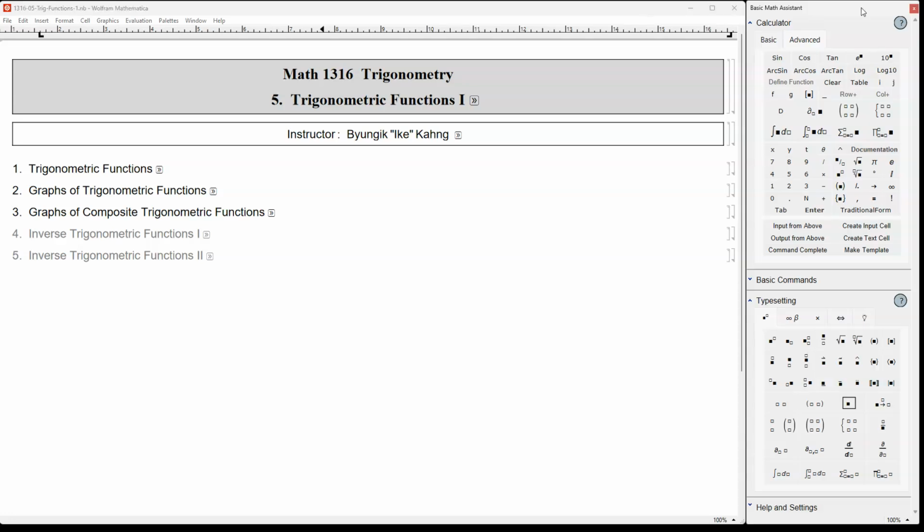Hello Math 1316 students, let's begin Lesson 5, Trigonometric Functions 1. Previously, from Lesson 1 to Lesson 4, we had been studying trigonometry as a part of geometry. In other words, everything static, more or less. Indeed, we went through a lot of application problems based upon static pictures, remember? Now, from this point on, from Lesson 5, we have to take a drastic change of viewpoint. We have to reestablish everything based upon variables and their relations.